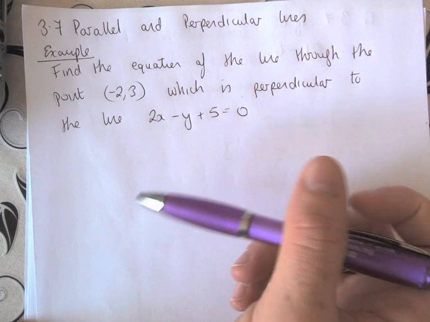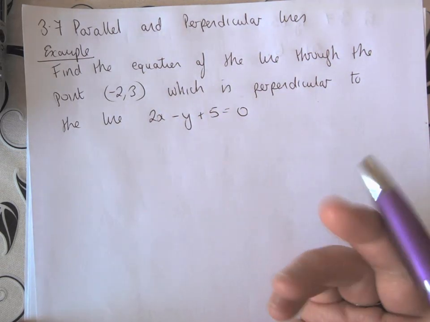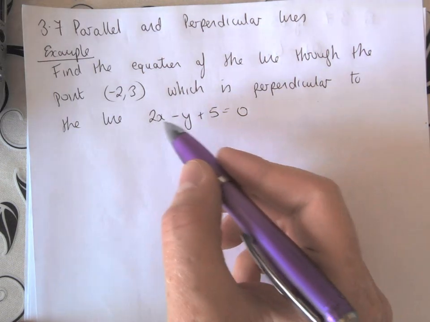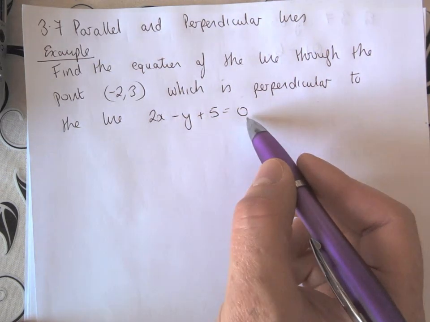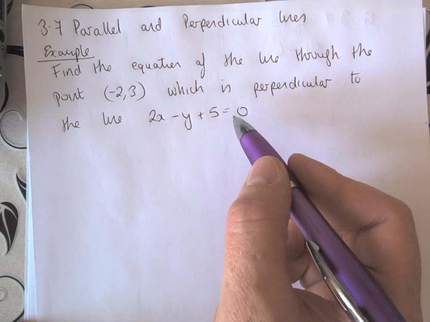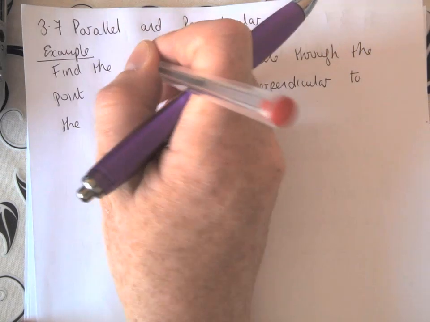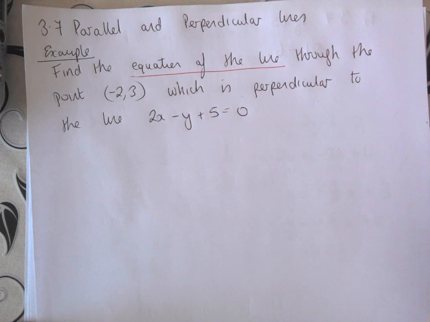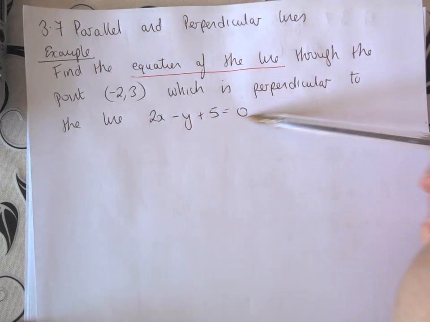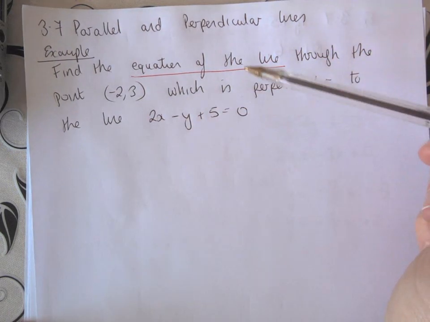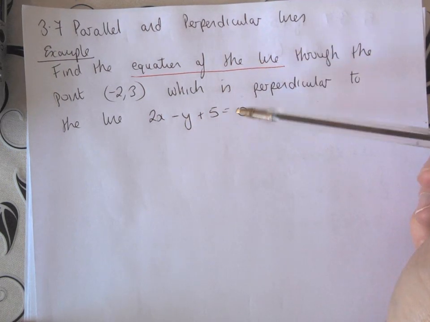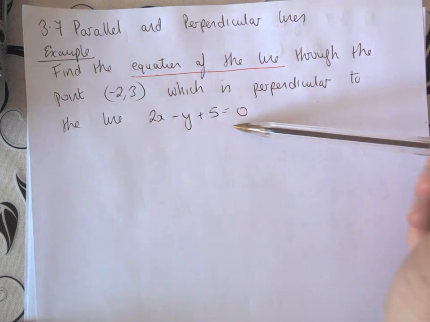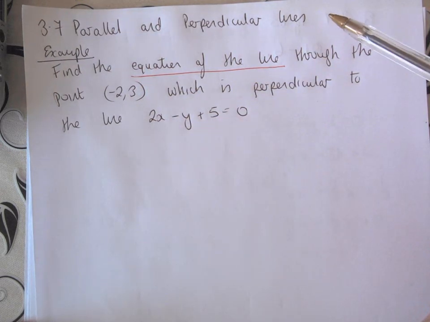Find the equation of the line through the point (-2, 3), which is perpendicular to the line 2x - y + 5 = 0. So when we want to find an equation of a line, which is what we want here, we need a point and a slope. In order to get the slope, if we can get the slope of this line, the line we're looking for is perpendicular to it. So if we have the slope of this line, we turn it upside down and we change the sign.